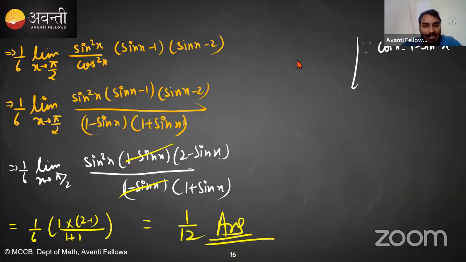We have done the factorization, and after the factorization, we removed the 1 minus sin x. After cancelling 1 minus sin x from the numerator and denominator, we can see we no longer have an indeterminate form. So then we can directly substitute x is equal to pi by 2. Clear?